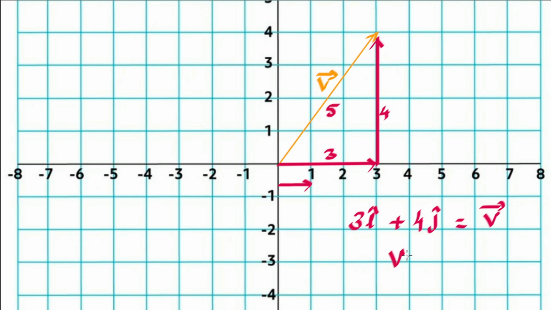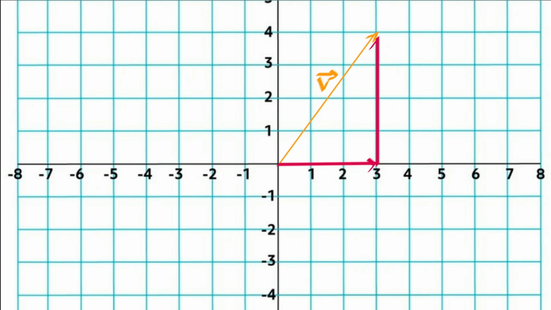We can find the magnitude of the vector by squaring the x component. We'll call it vx, that is 3. 3 is the x component squared, plus vy squared, that is the y component squared.